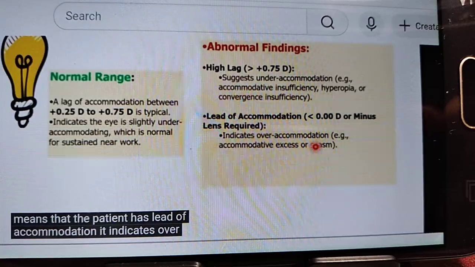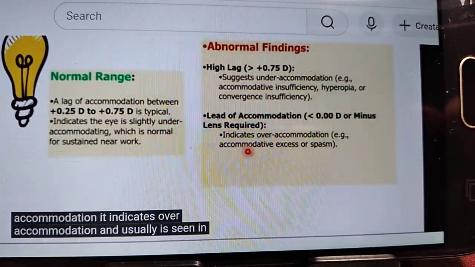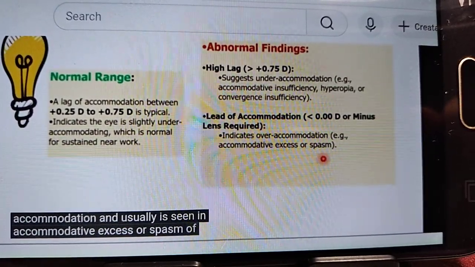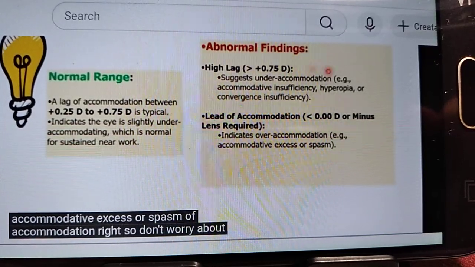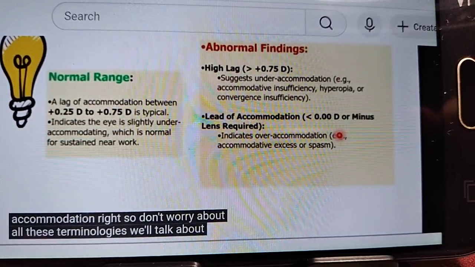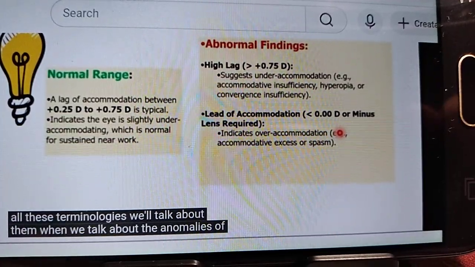It indicates over accommodation and is usually seen in accommodative excess or spasm of accommodation, right? So don't worry about all these terminologies. We'll talk about them when we talk about the anomalies of accommodation.